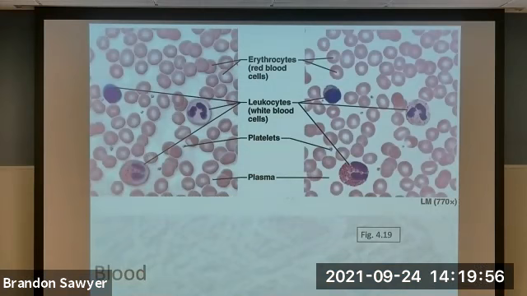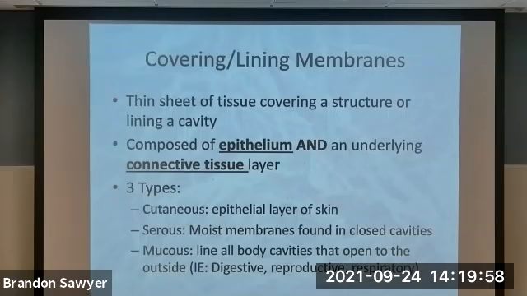All right, so those are our tissue types. Just one transitional thing as we move into talking about the skin is these covering and lining membranes. The reason I throw this in here is because this is one of our first connecting points where we have two tissue types coming together. We'll talk about that in the skin as well, but before that, we'll talk about these covering and lining membranes.